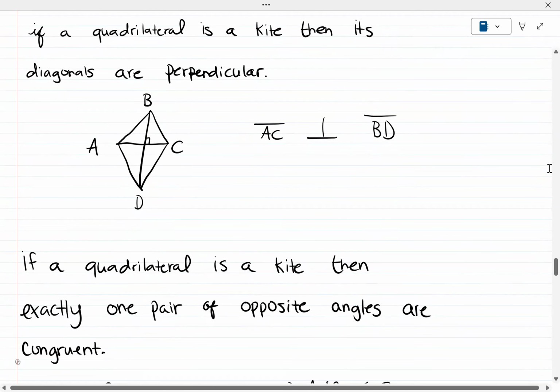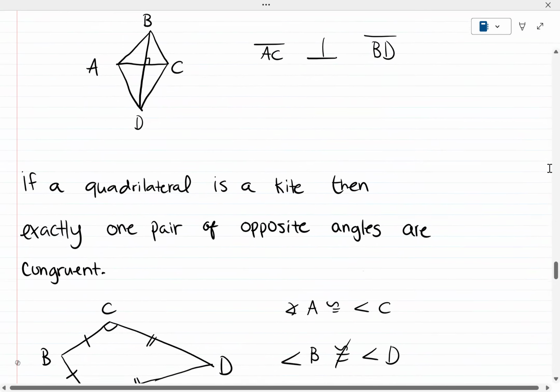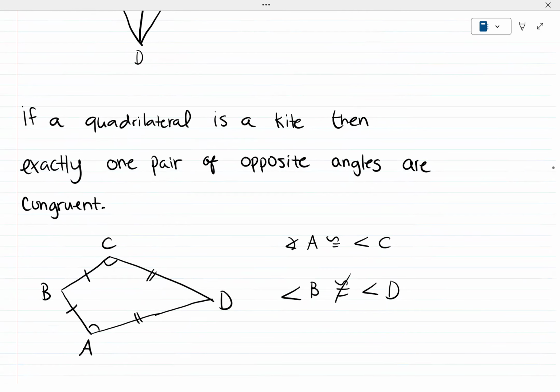If a quadrilateral is a kite, then exactly one pair of opposite angles are congruent. That means, if you have a kite, we know that this side is congruent with this side and this side is congruent with this side. That means that angle A is congruent to angle C. And angle B is not congruent to angle D, because you can only have one pair of opposite angles that are congruent. So keep that in mind when we do an example.